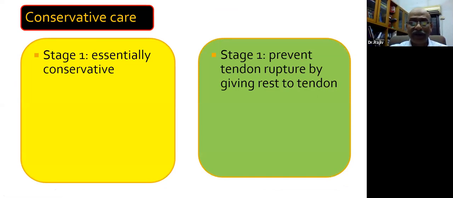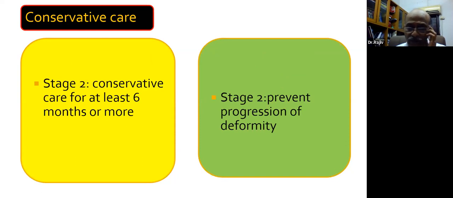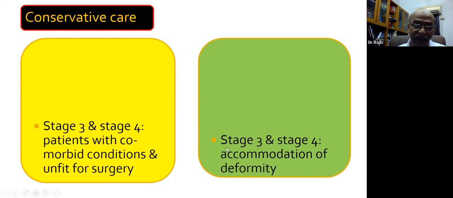In stage 1, treatment is conservative. You want to prevent rupture of the tendon by giving rest to the tendon, and that is the aim in stage 1. In stage 2, you also try conservative care for at least 6 months, and your whole aim is to prevent progression of deformity by conservative management. In stages 3 and 4, mostly surgery is required. You try conservative care for patients who have comorbid conditions and those who are unfit for surgery.